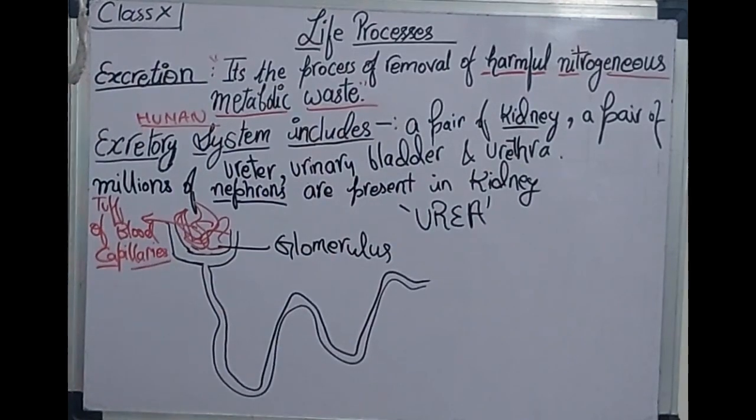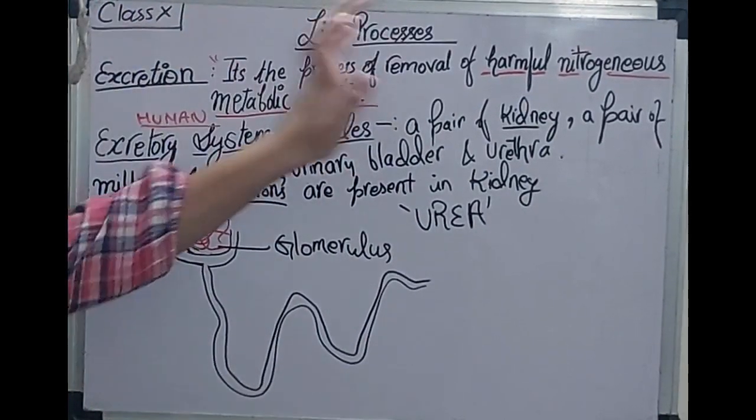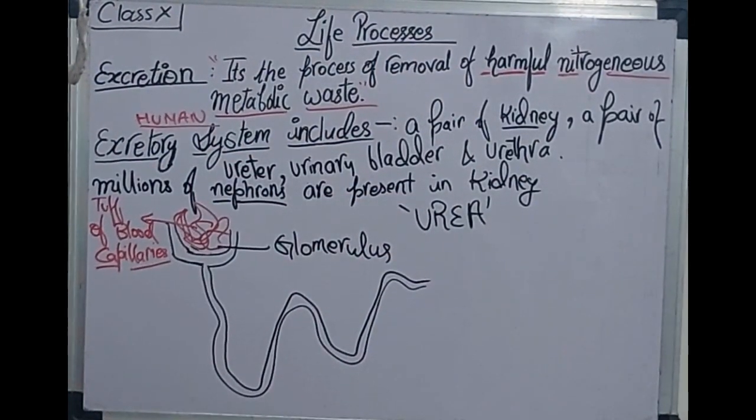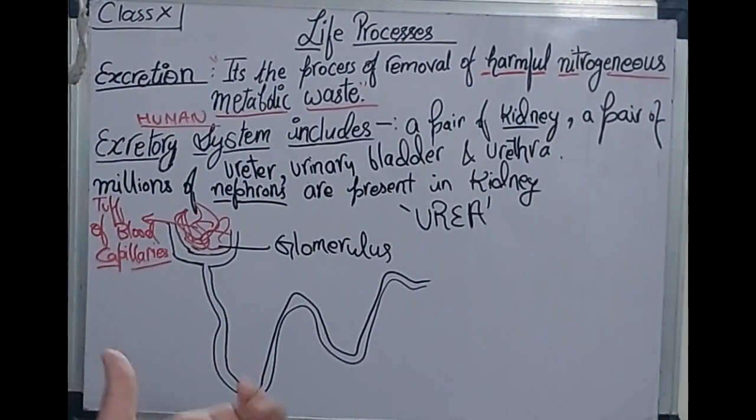Okay, what I was saying is excretion is the process of removal of harmful nitrogenous metabolic waste. Now nephrons are the structural and functional unit of this filtration of the excretory system, where our excretion takes place.